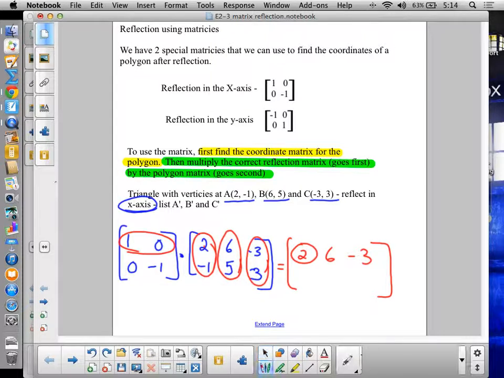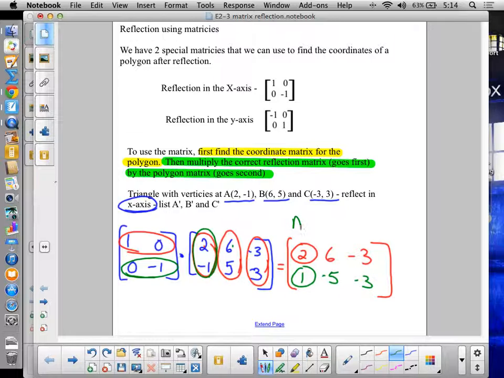Now I go to row 2. Row 2 times column 1. That's going to go here. 0 times 2 is 0. -1 times -1 is +1. 0 times 6 is 0. -1 times 5 is -5. 0 times -3 is 0. -1 times +3 is -3.